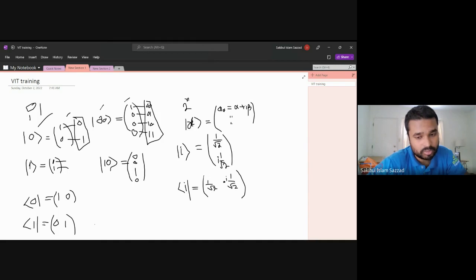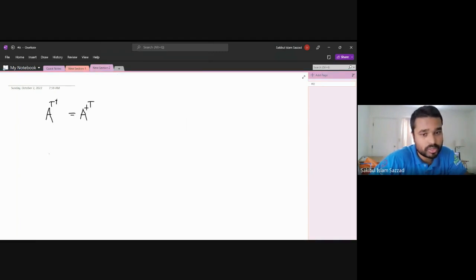Now we will deal with how we can make a product of these ket and bra notations, because these things are important. There are two kinds of products: one is called the inner product and the other is called the outer product. Let's say I'm showing an inner product between bra 0, sorry, this is bra 0, and ket 1. This is the inner product.